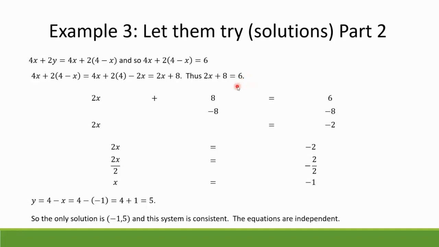And what's good about that? Well, we have one equation with only one unknown. That's a lot easier to solve. Namely, we can subtract 8 from both sides, because we want to get x all alone. So we get 2x equals negative 2. And then, of course, we divide by 2 to get x equals negative 1.